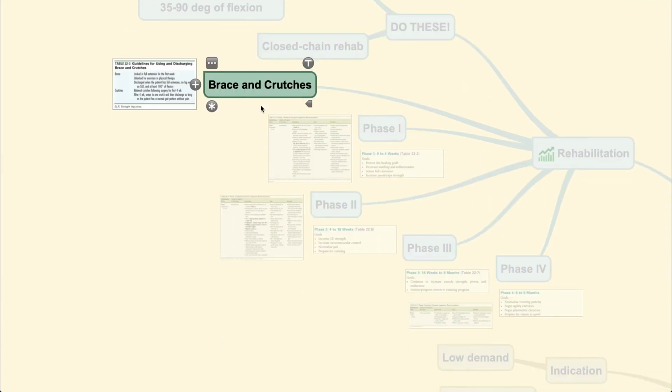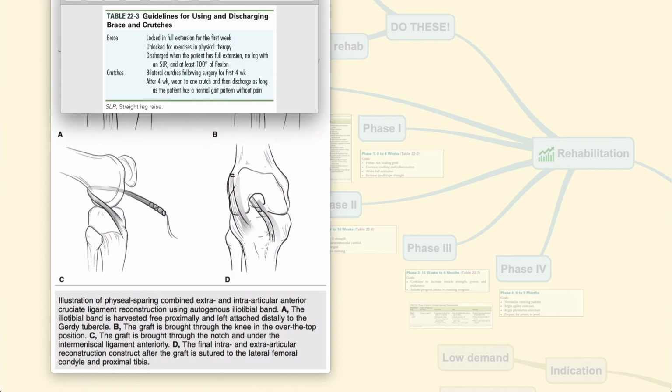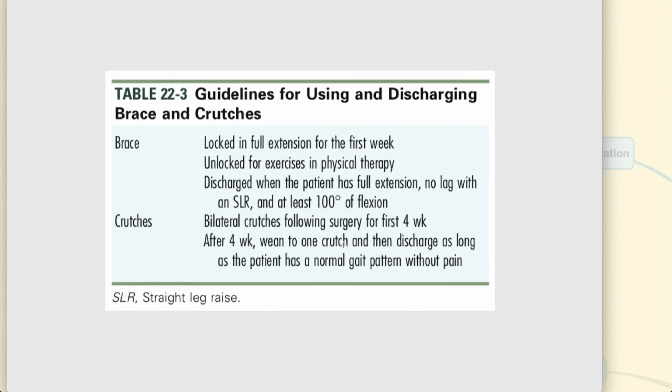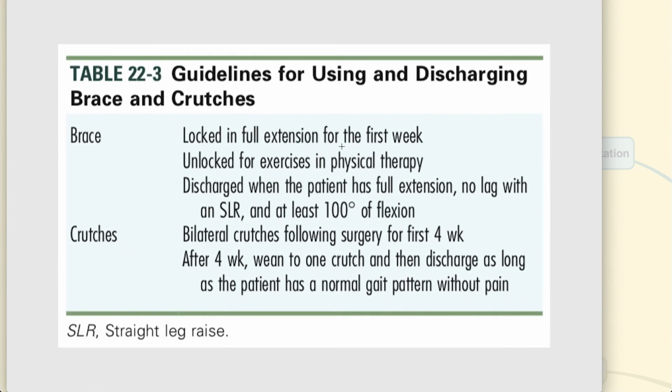Now, during the rehab phase, the brace and crutch play a very important role. The brace usually needs to be locked in full extension during the first week, and it should always be unlocked for exercises during physical therapy. The brace itself can be discharged when the patient has full extension and no longer any lag with a straight leg raise test, and the patient has at least achieved 100 degrees of flexion. Now, crutches are usually used after the surgery for the first 4 weeks.